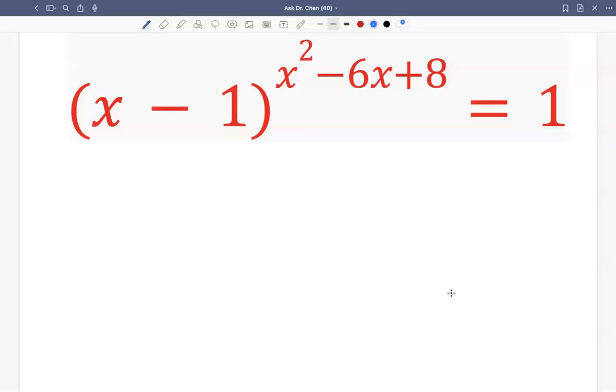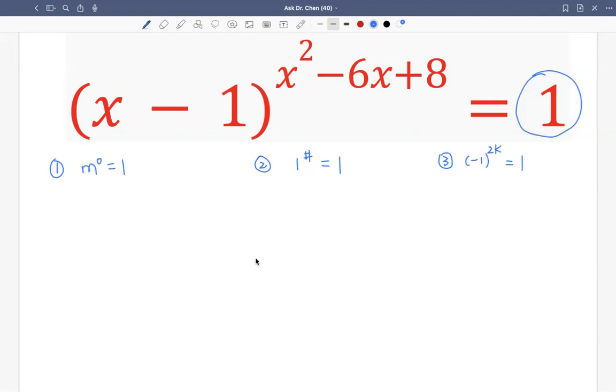Let's see this equation. So we want to solve for x. And equals to 1 make the task much easier. Because let's think about a couple of situations. The first situation is any number, let's call any number m, raised by 0 equals to 1. The second situation is 1 raised by any expression that equals to 1. And third is -1 raised by an even exponent that equals to 1.